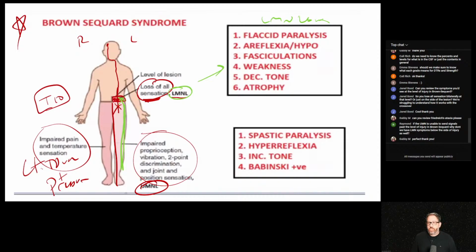I won't give you anything tricky and say they have a stroke. I'll tell you exactly what level it's gonna be along the vertebrae and let me know what's going on. So don't stress out about Brown-Séquard. Just understand the level it's at, what happens below, and this is all right here.